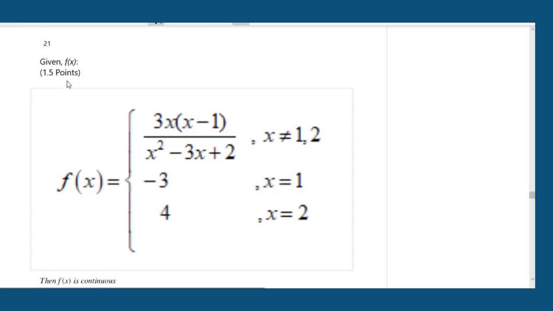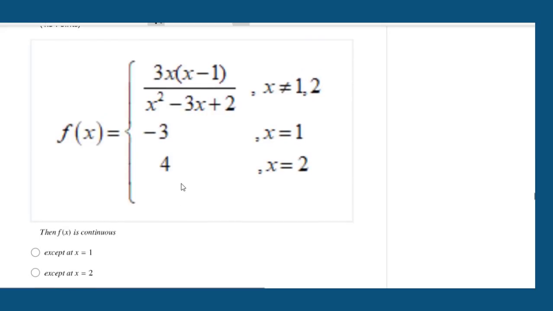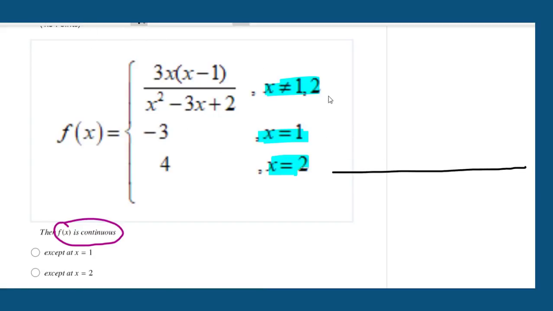Number 21. Given function, this function is piecewise function. Then f is continuous, except we need to check whether at the given numbers 1 and 2, f is continuous or not. So from the piecewise function, change to number line. Consider at 1 and 2 only.